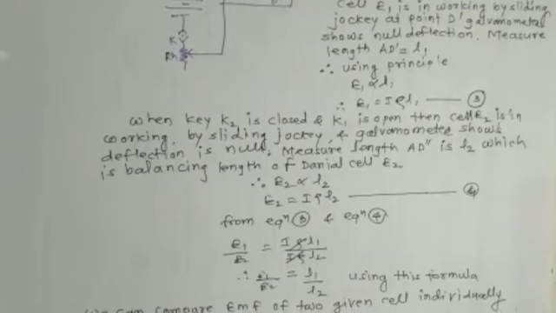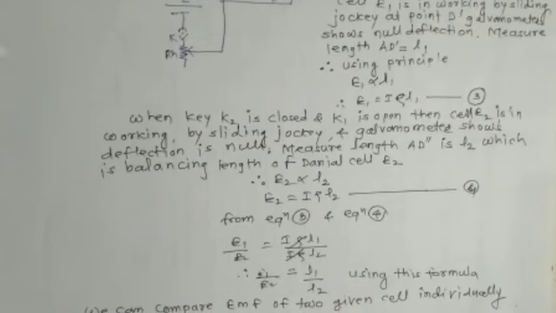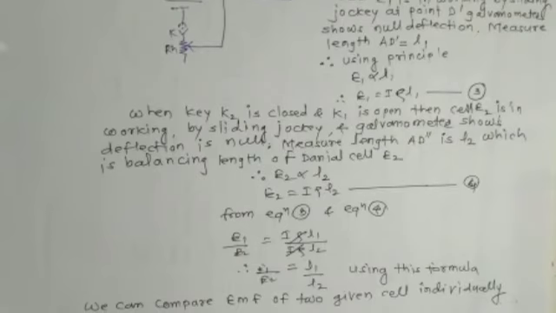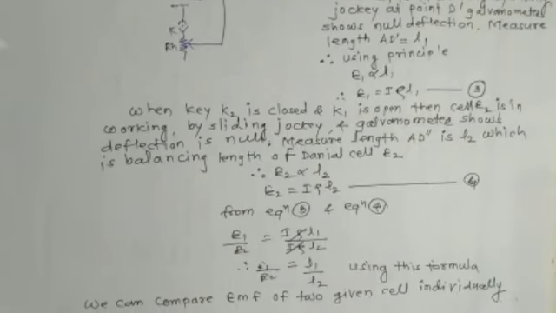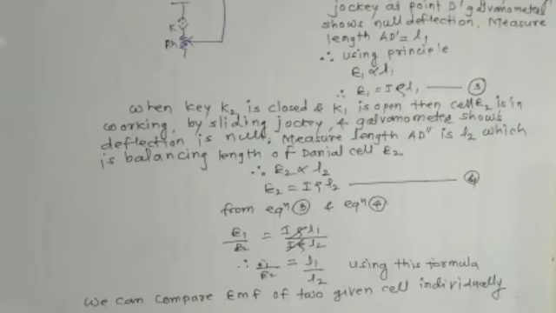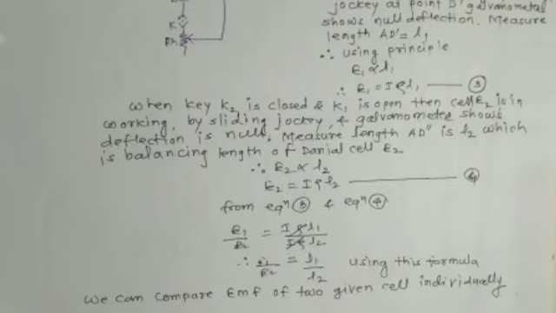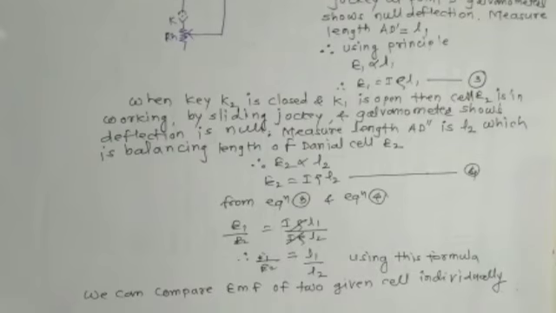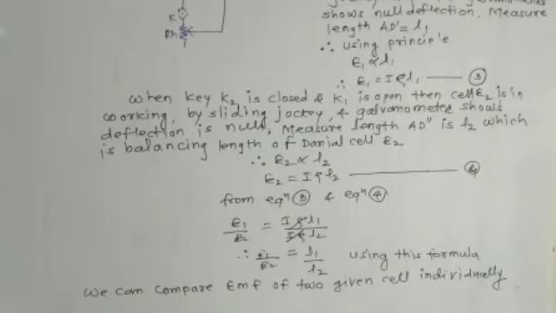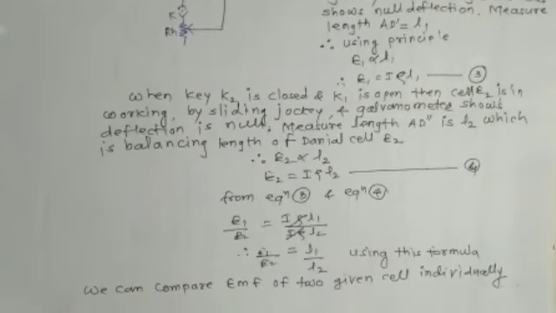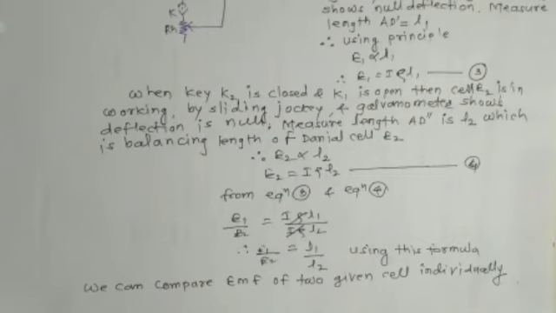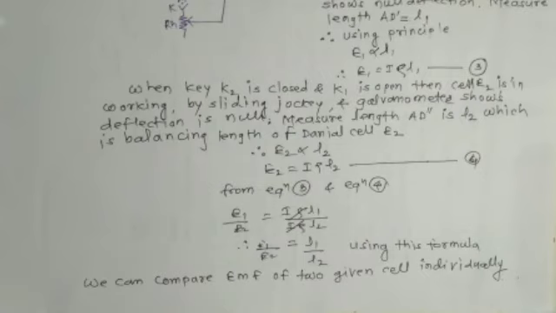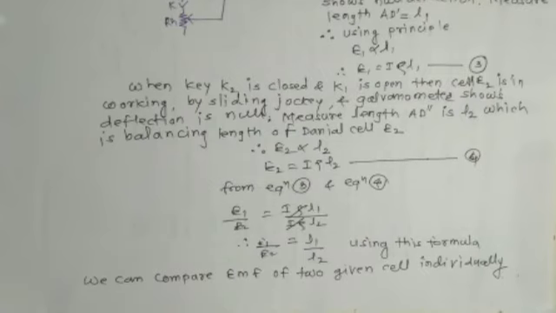So, E2 equals I sigma L2. Equation 3 and equation 4, when they are divided with each other, E1 upon E2 equals I rho L1 upon I rho L2. I rho gets cancelled. Therefore, E1 upon E2 equals L1 upon L2. Using this formula, we can compare the EMF of two given cells individually.